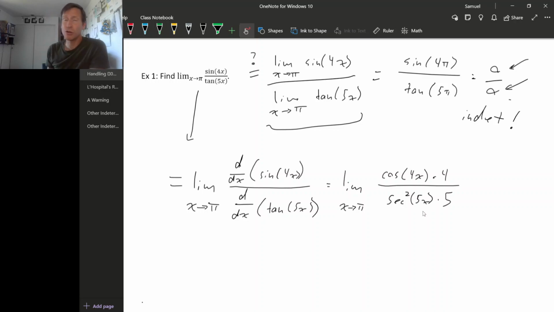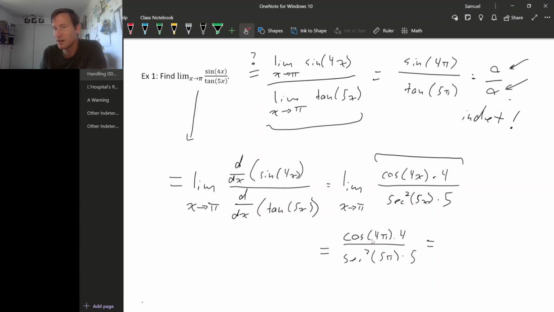Well, here we have to start all over again, attempting to evaluate this limit. So maybe the first thing we should check is whether this function we're taking a limit of, the whole thing, is continuous at pi. Well, almost every function that we write down is continuous everywhere it's defined. Certainly quotients of trig functions are continuous wherever they are defined. And these are defined at pi. So by continuity, we can just plug in pi. So we're going to get cosine of 4 pi times 4 over secant squared of 5 pi times 5.